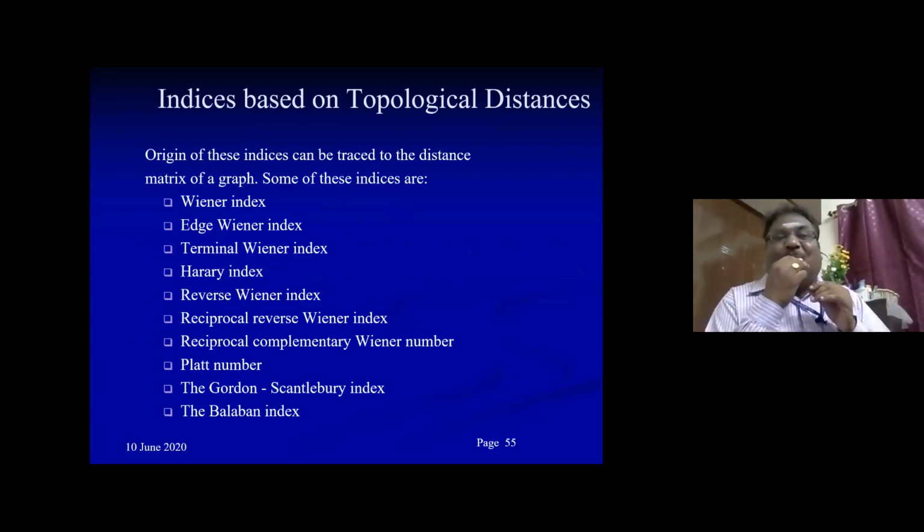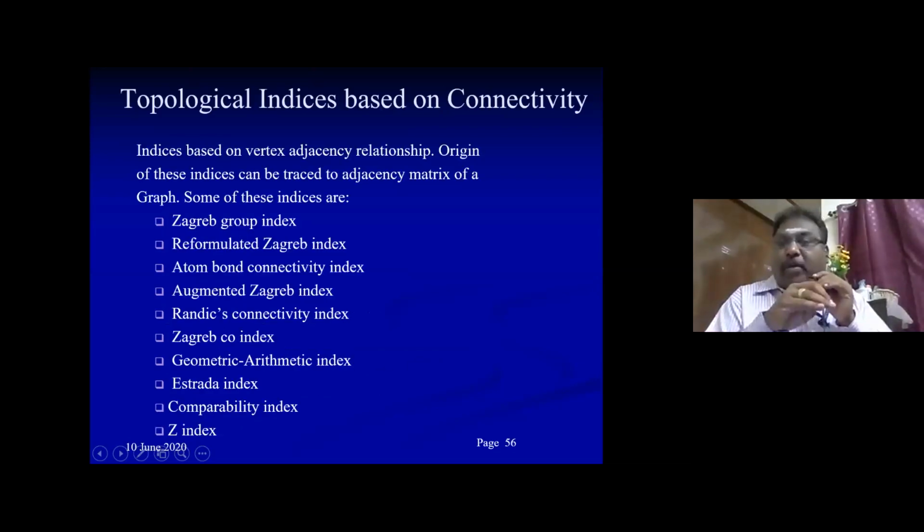So, what are the various types of topological indices? Two types are there. One is distance-based topological indices. To name a few, it's the Wiener index, edge Wiener index, terminal Wiener index, Harary index, reverse, and so on. This is the list. The list continues with more than 40, 50 indices related to distances. Fine. Then topological indices based on connectivity: Zagreb, reformulated index, augmented index, and so on.